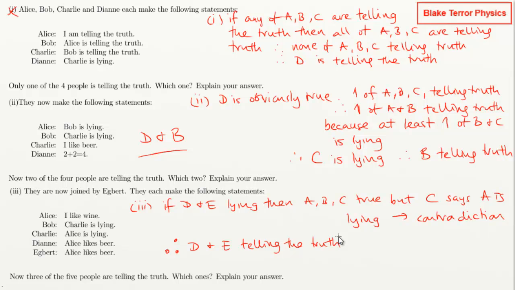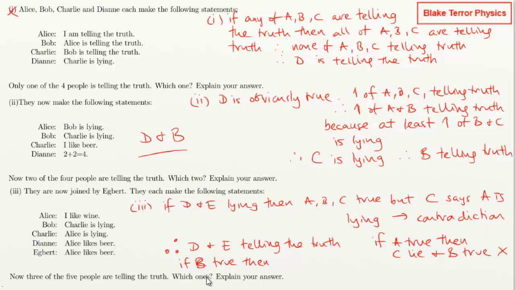If she was telling the truth, then Charlie would be lying, and then Bob would be telling the truth. So it doesn't fit, it's a contradiction. If A is true, then we've got C is a lie and B true. So that's no good. So we can't have A is true. If we've got C is true, then, maybe let's not go for this.